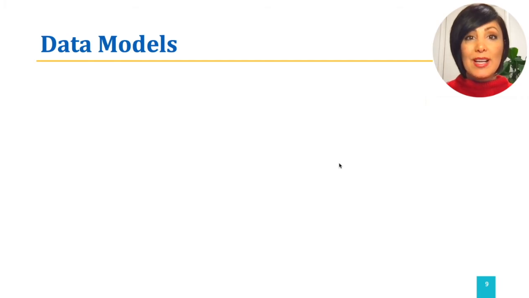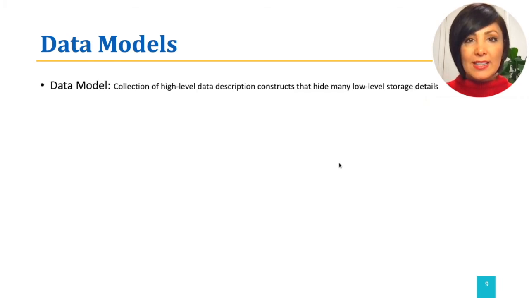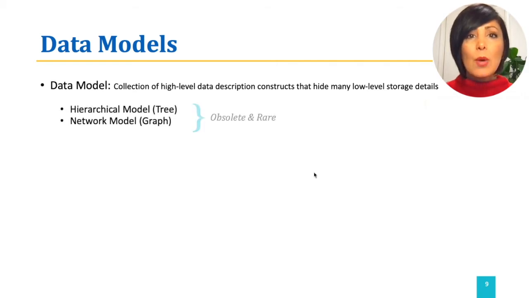A data model is a collection of high-level data description constructs that abstract and hide the low-level storage and retrieval details from the user of the data. On different occasions throughout this course, we will briefly discuss other data models, including the original navigational data models, such as hierarchical and network models, which are now considered obsolete.